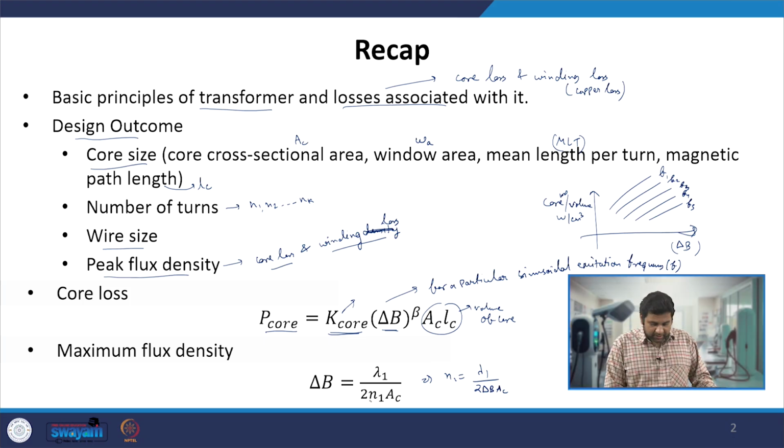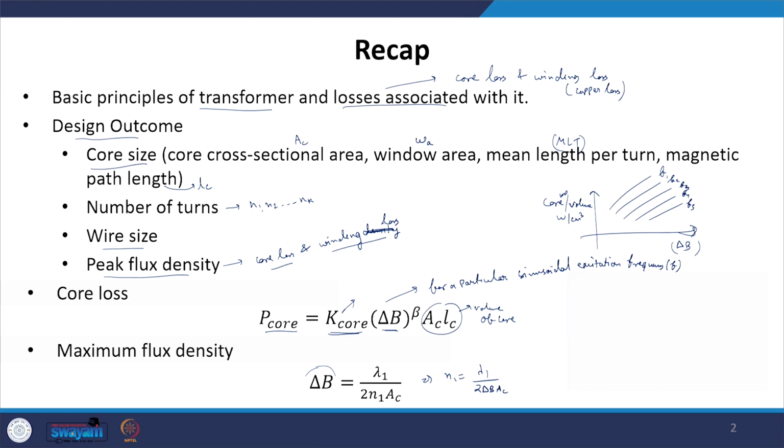So that means accordingly we have to select the number of turns such that this delta B is well within the B sat value. At the same time, this delta B, the swing in the flux density, must have the optimum value of this maximum flux density swing, or you can say the peak value of this magnetic flux density.